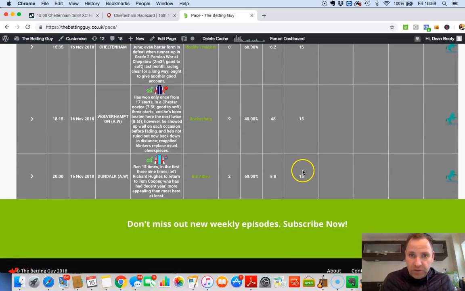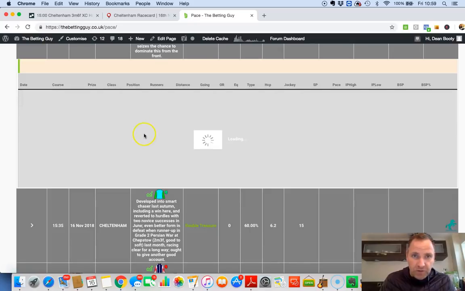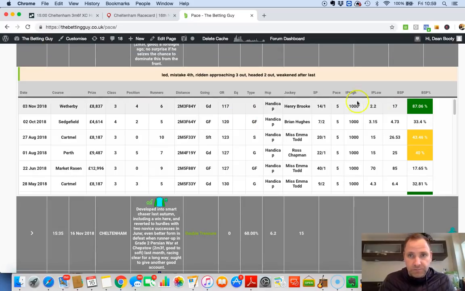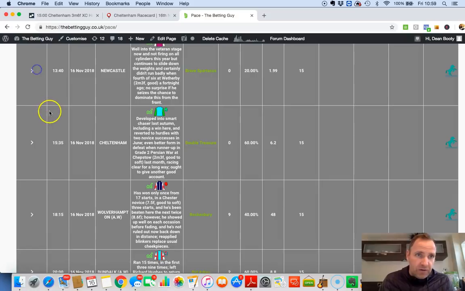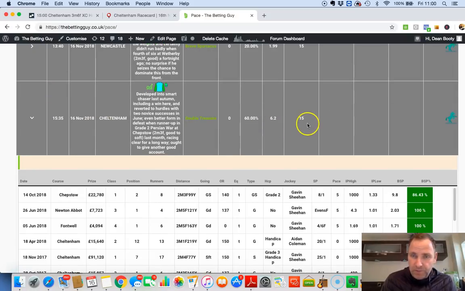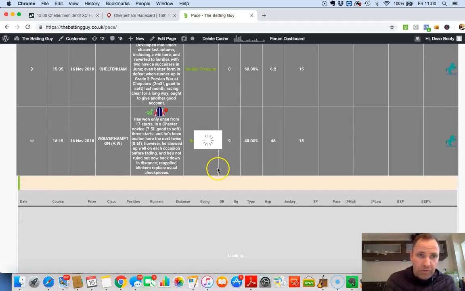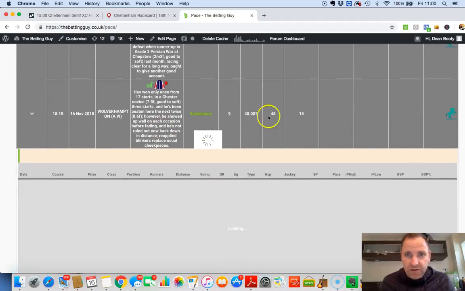I believe there's only 4 today. So let's just quickly check them to make sure the information is correct. It's been given a 5 here. Led, mistake 4th. Led narrowly. Led to halfway. So that one's okay. We go down here, Cheltenham. This bad boy, we've got the Betfair current price as well. Led, soon 8 lengths clear. Made virtually all. Disputed lead. Yep, fine. Wolverhampton, 6.15 tonight.